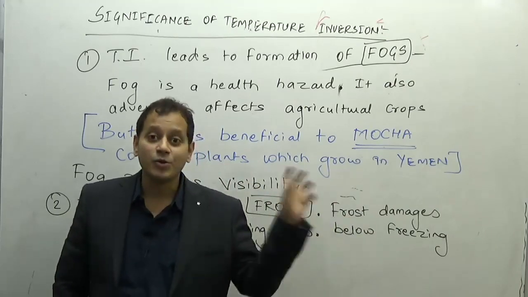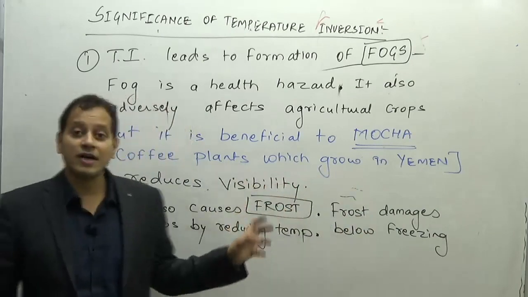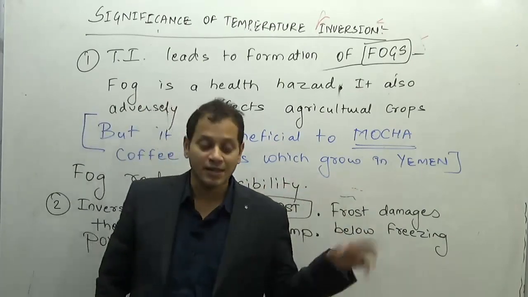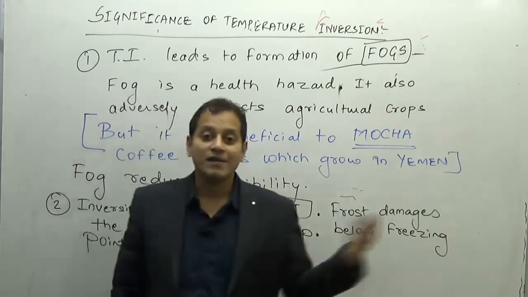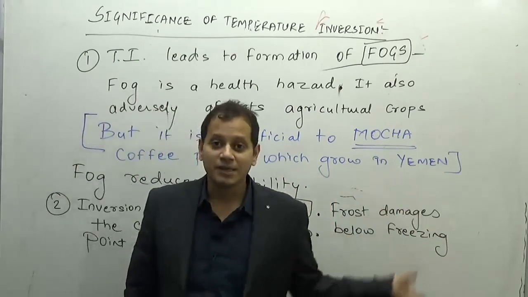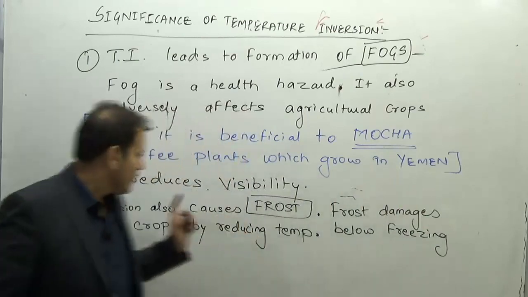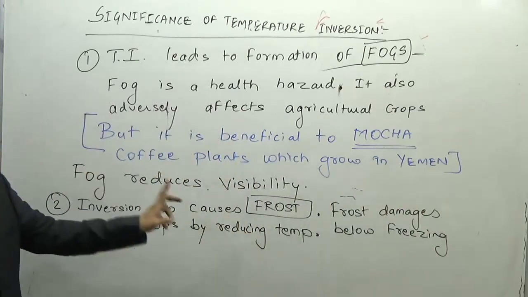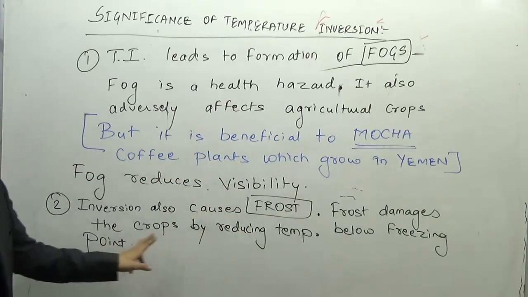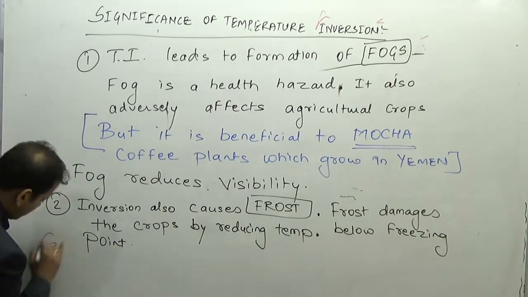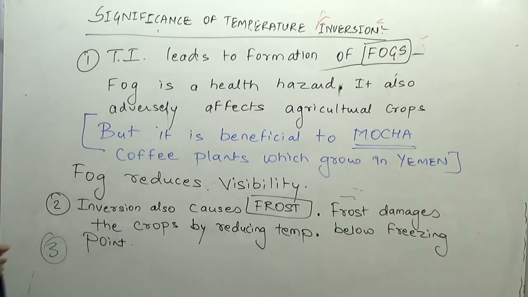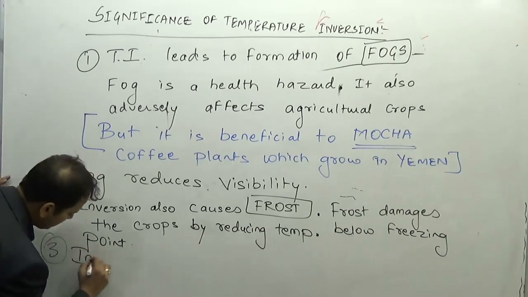I think, though my Hindi is not that strong, it is known as os in Hindi. While coming to the next topic, when we do frost, I will enrich my Hindi vocabulary. So, the inversion also causes frost, and frost damages the crops by reducing the temperature below the freezing point. And lastly, inversion causes atmospheric stability.